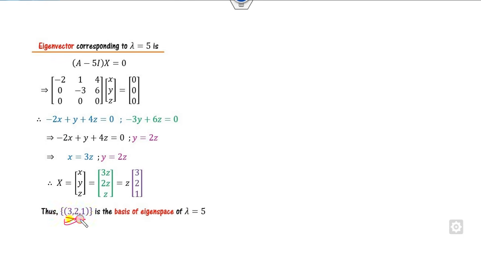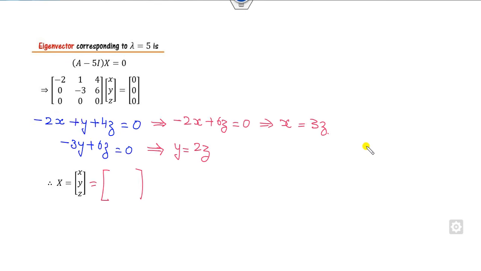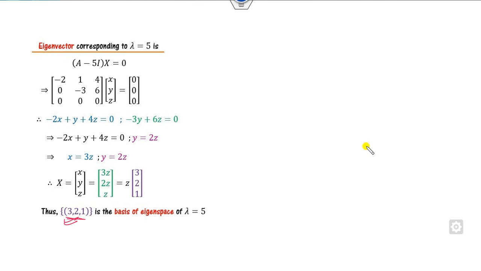So since this is one eigenvalue, the other two eigenvalues are this and this. If you write the matrix and find the determinant, it will always be non-zero because the eigenvalues 2, 3, 5 are distinct. So this is the way you can solve this eigenvalue problem in a very simple manner.